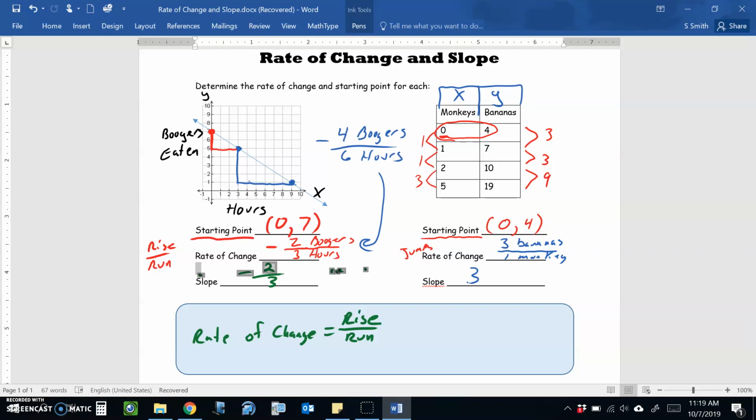All right, so here's the thing. From a table, we learned to do the jumps. Even here, look at this. 3 divided by 1, 3 divided by 1. Both of those are 3. What is 9 divided by 3? It's 3.